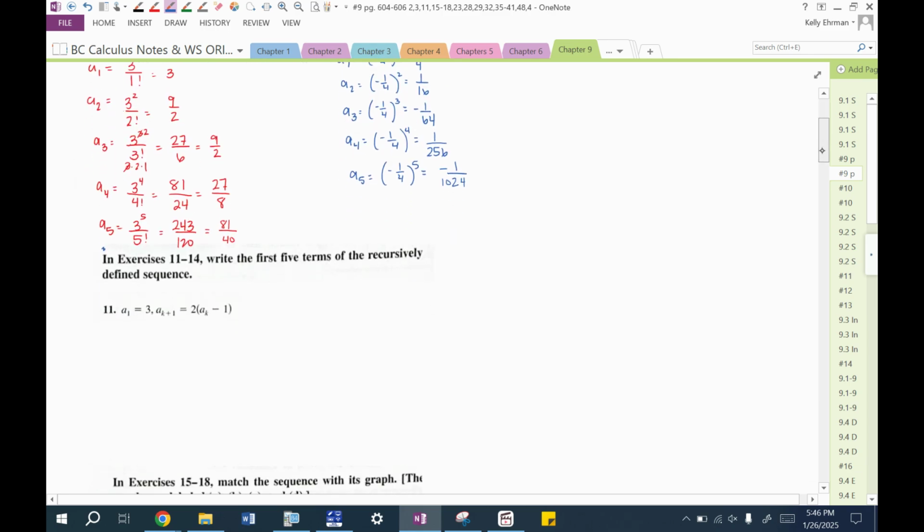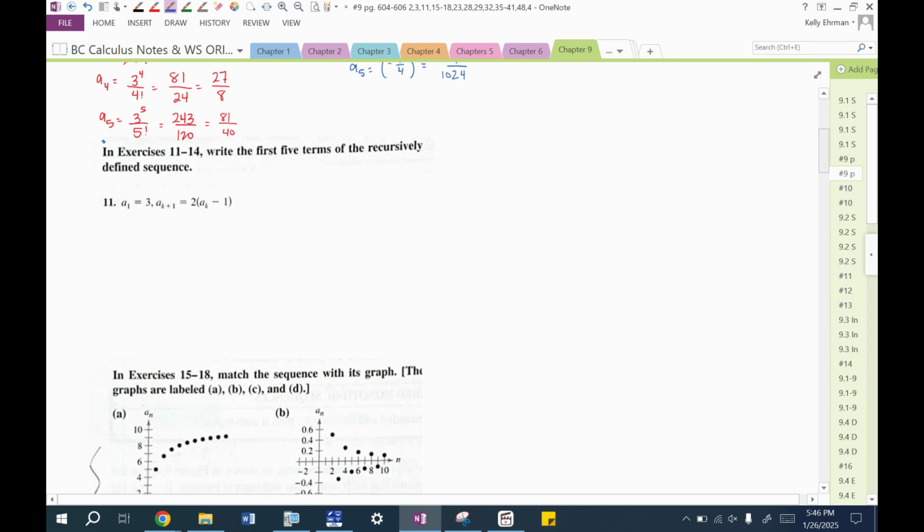All right. Next problem. Write the first 5 terms of the recursively defined sequence. So they give us the first term as 3, and then this says a sub k plus 1 is equal to 2 times a sub k minus 1. So this just means the second term, I have the first term. The second term is equal to 2 times the first term minus 1. So 2 times the quantity 3 minus 1 is 4.